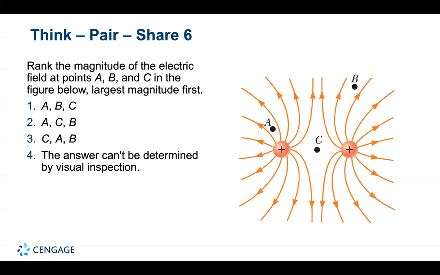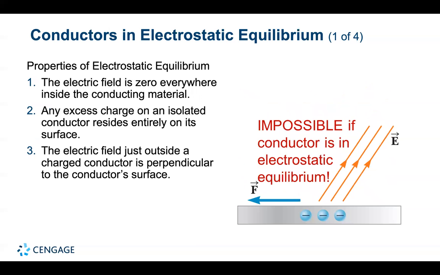So let's look at this question. Rank the magnitude of the electric fields at points A, B, and C in the figure below, largest magnitude first. The order would be A, B, and then C. The field is greatest at point A because this is where the field lines are closest together. The absence of lines at point C indicates that the electric field there is zero. So those are some things to keep in consideration.